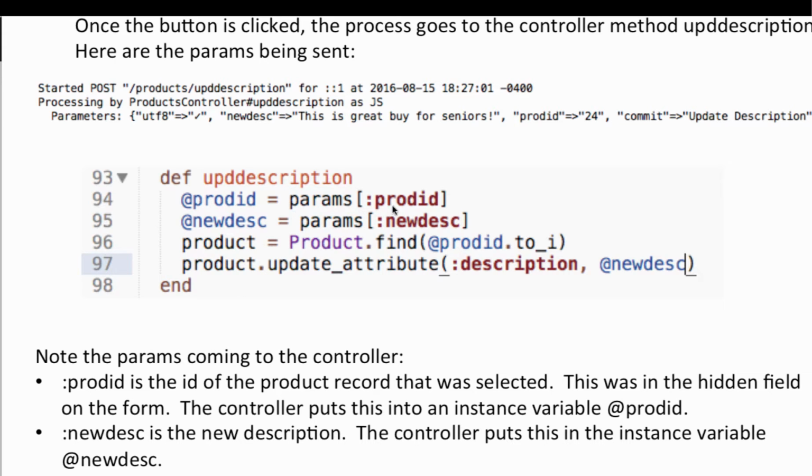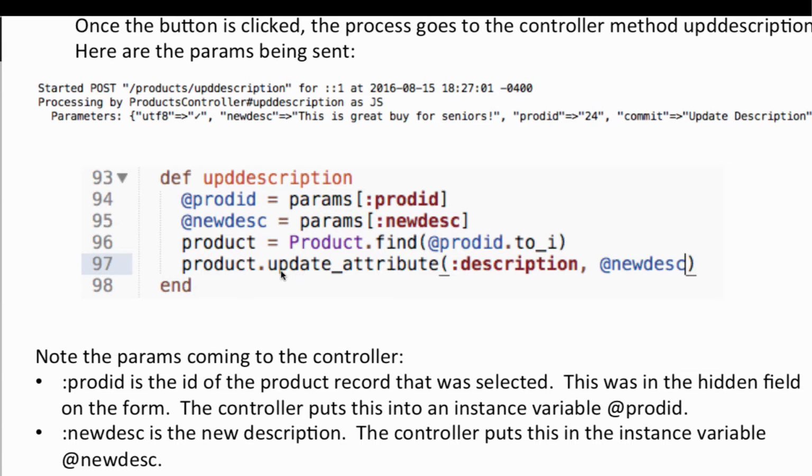Here's what's going to happen. It's going to grab the params prod ID, which is right here. It's going to grab 24. It's going to grab the params new desc, which is "this is great buy for seniors". It sticks prod ID into the instance variable prod ID. It sticks the new description into the instance variable new desc, and then it finds the product that needs to update by using prod ID, and it changes it to an integer, finds the product, sticks it in product.